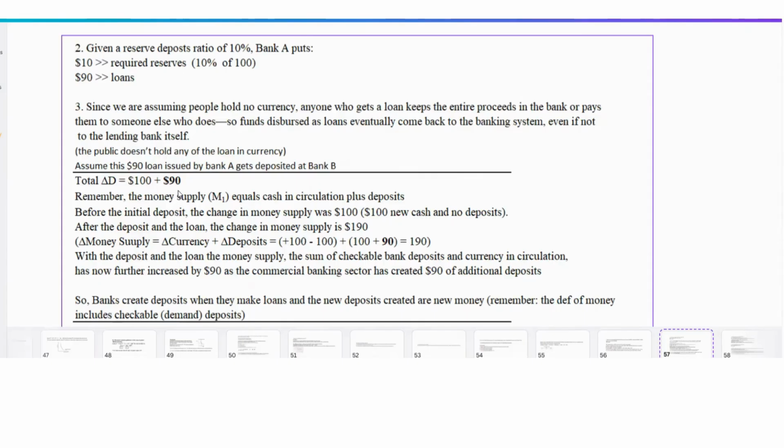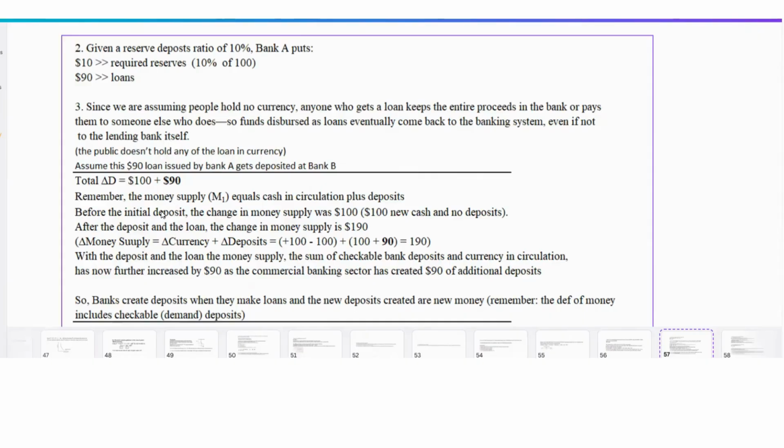So assume that this $90 loan issued by Bank A gets deposited at Bank B. So now what is the total change in deposits? Initially the $100 that was deposited in Bank A, and now the $90 loan which is deposited at Bank B. So before the initial deposit, the change in money supply was 100, the $100 of new cash the central bank issued to buy bonds.